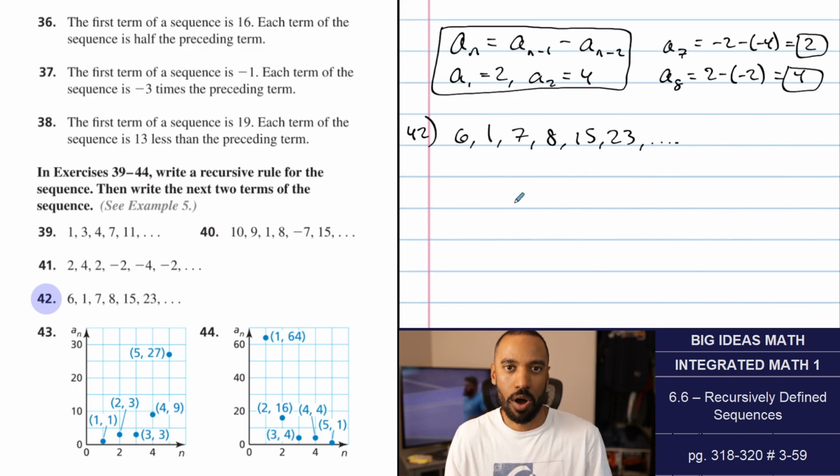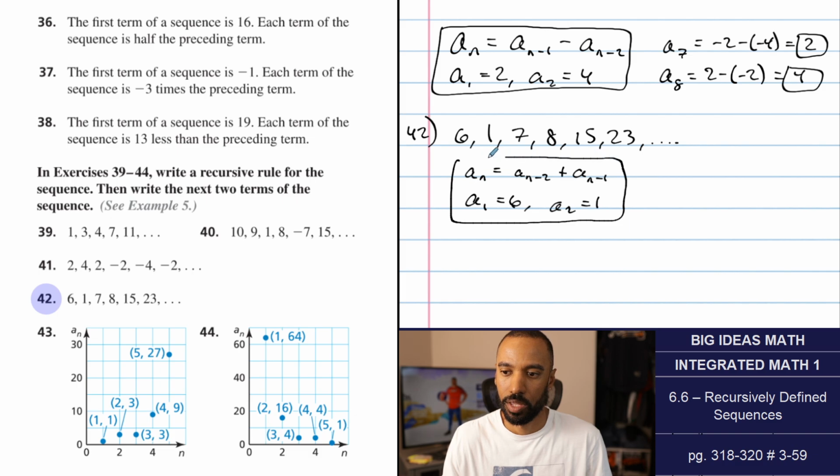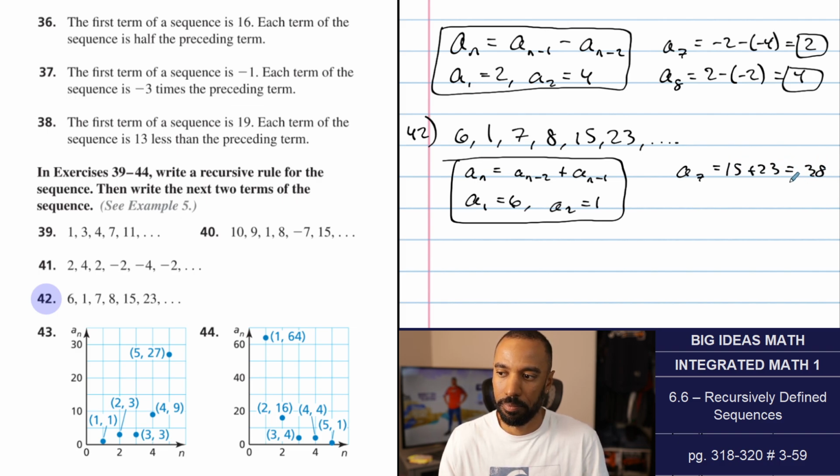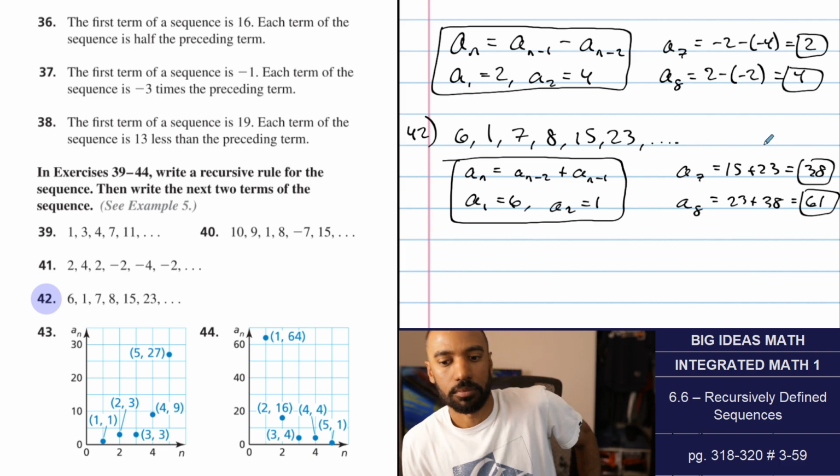It just doesn't start from 1, 1 as the terms. So the value of the next term, you take the value of the 2 terms before and add them together. First term being 6, second term being 1. Okay, that's the first 6 terms. The 7th term is 15 plus 23, which is 38. And the 8th term is 23 plus 38. That should be 61. Okay.